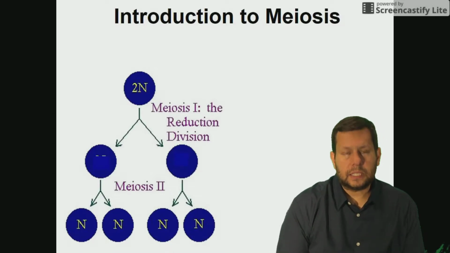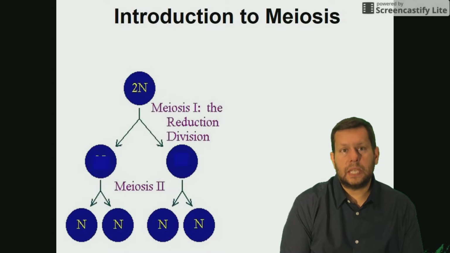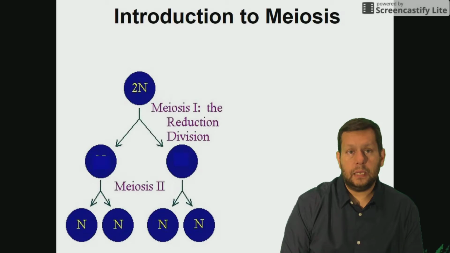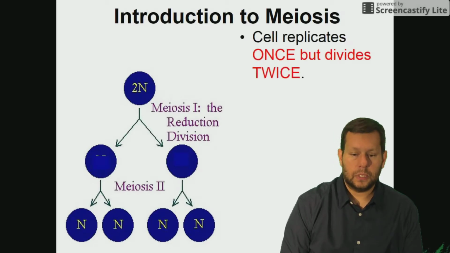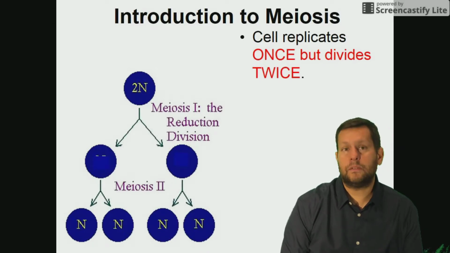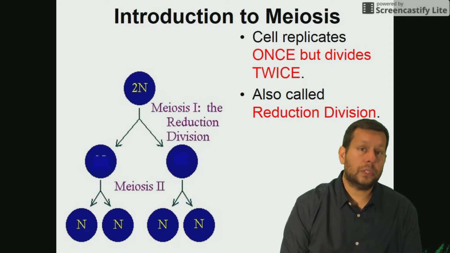What we want to look at on this next slide is that the original cell winds up dividing 2 times in order to create 4 cells with half the number of chromosomes. So the cell replicates its DNA once, but it's going to divide twice. And this is also called a reduction division because it is reducing or lessening the chromosome number by half.